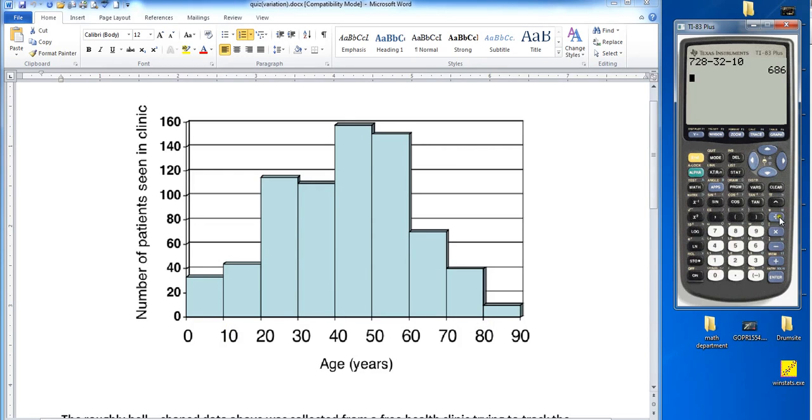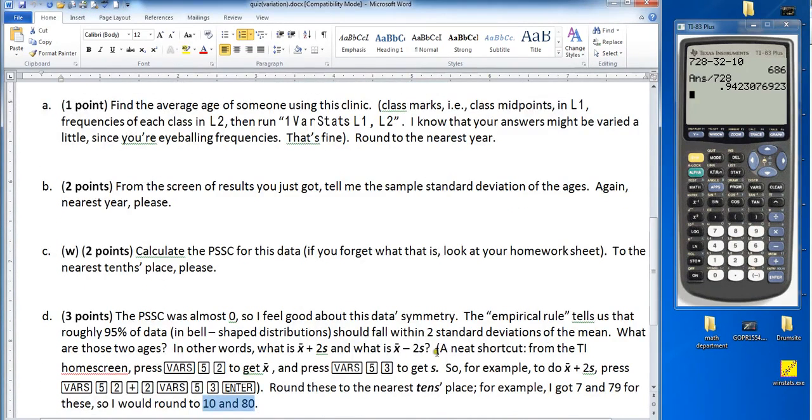So if I divide that by the 728 that's total, I get 94.2%. So roughly, I get about the 95% that I should be getting. Because if I cut the tails off, that's what the bell curve tells me I should get. And the tails, of course, are defined by anything outside of 2 standard deviations of the mean. So, I hope that helped you get some solutions, and we'll see you in class.